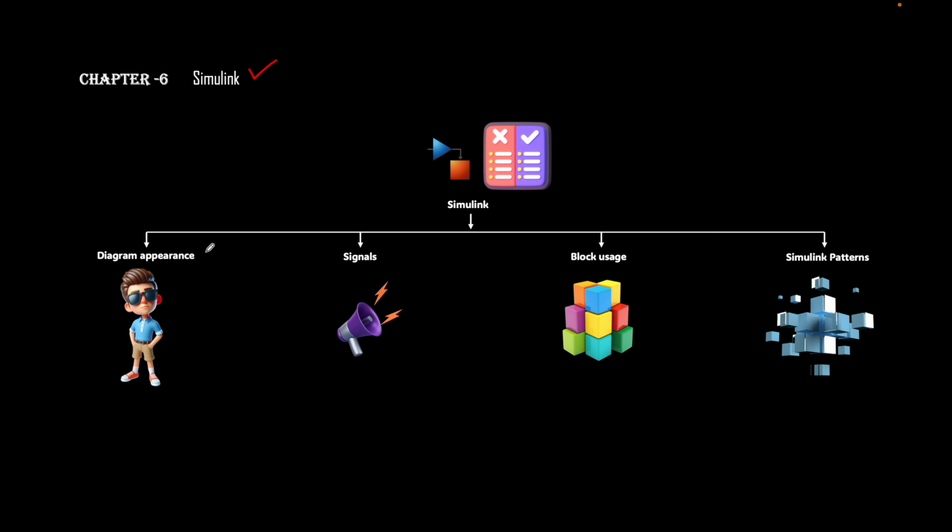In the previous tutorials, we have seen the diagram appearance related to signals, how you should arrange signals or how you should give names to the signals. In the last two videos, we have seen the block uses. In this particular tutorial, we will be seeing Simulink patterns. So what are the different patterns available to do the basic operations in Simulink? Those we will be discussing now. So this is all related to the MAAB guideline.